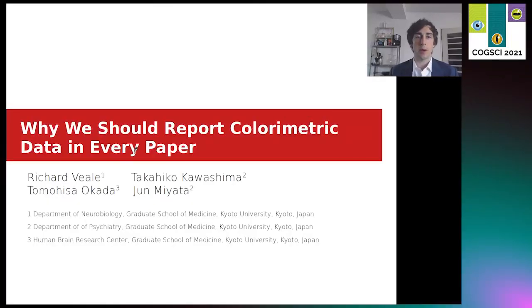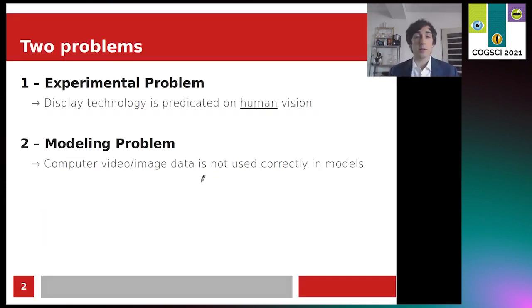Today I'm talking about why we should report colorimetric data in every paper. So today I cover two problems. First is what I call the experimental problem, and that is basically the problem that the display technology we use for experiments is predicated on human vision. And not only that, but the data formats that we store on our computer and feed to our models are also predicated on human vision, which can lead to problems when you're modeling animals.